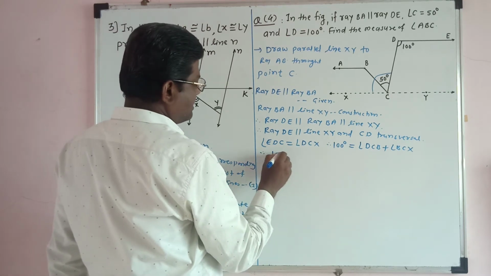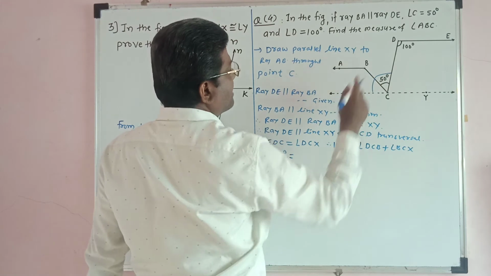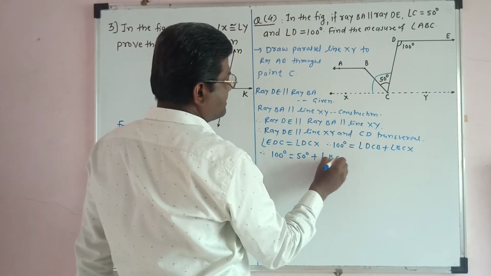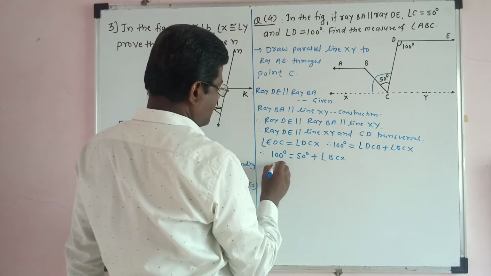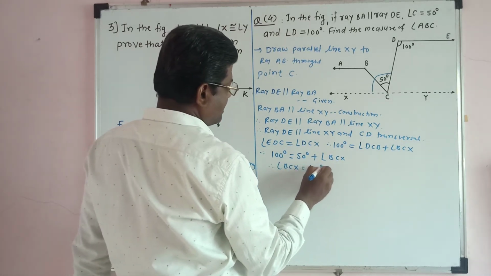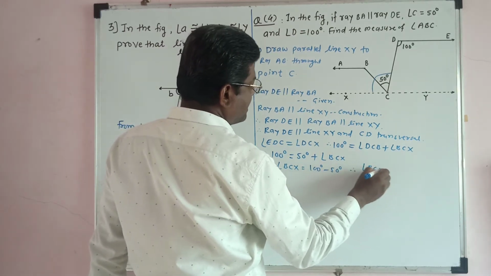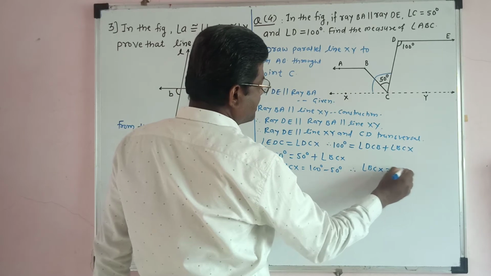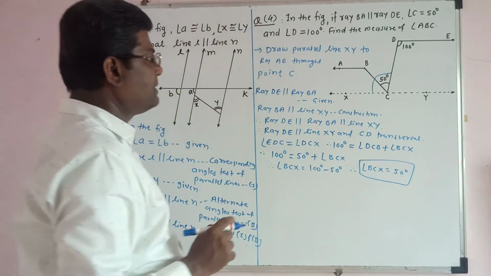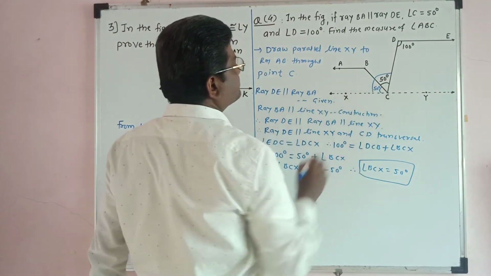Therefore, 100 degree is equal to angle DCB. Here is given 50 degree plus angle BCX. Therefore, angle BCX is equal to 100 degree minus 50 degree. Therefore, angle BCX is equal to 50 degree. Angle BCX here will be 50 degree. This angle will be 50 degree now.